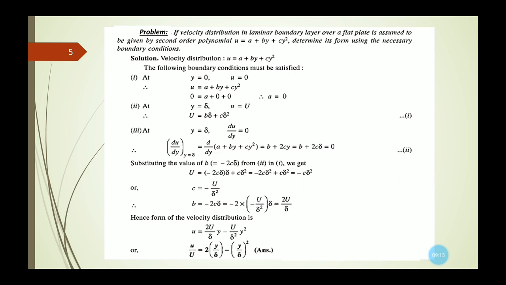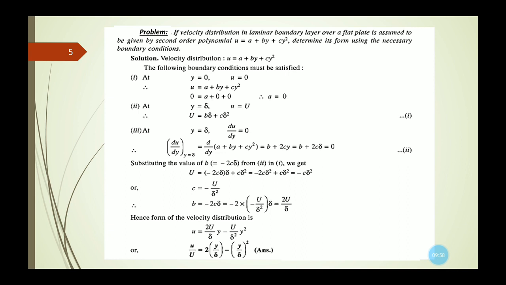If we put the second common boundary condition, at y equals delta, small u equals capital U, in the given equation, then we get capital U equals b delta plus c delta square. Now the third boundary condition that we need to apply is at y equals delta, del u del y equals 0. After putting this boundary condition, we get b plus 2c delta equals 0. That means b equals minus 2c delta.